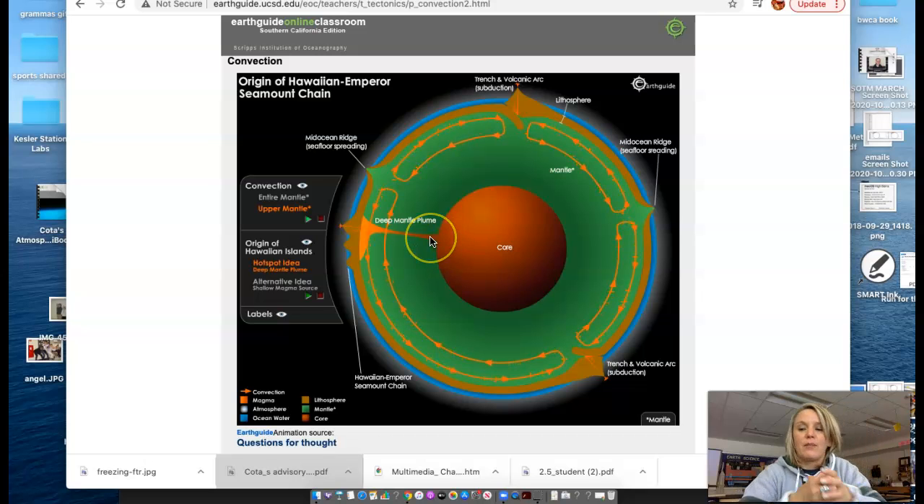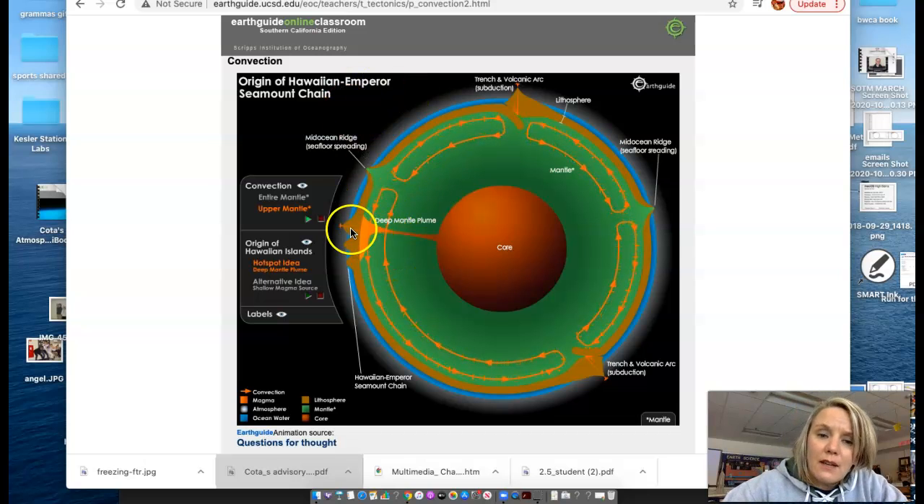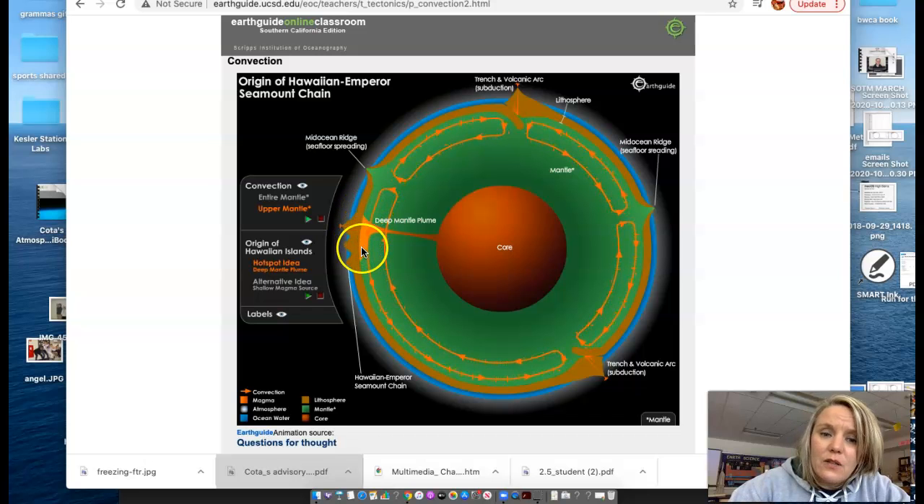If you think of a big turkey baster with mantle that is pushing up through the crust, it is making these volcanoes. The only volcano in this whole volcanic chain that is going to be active is the one that's right over this mantle plume, right? This whole plate continues to move like a conveyor belt.